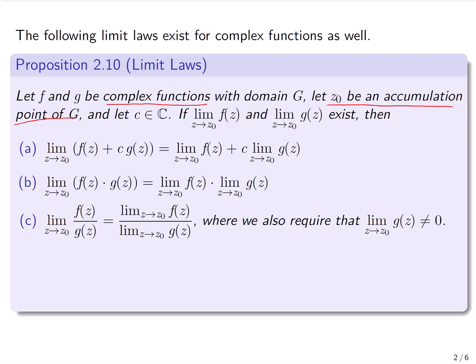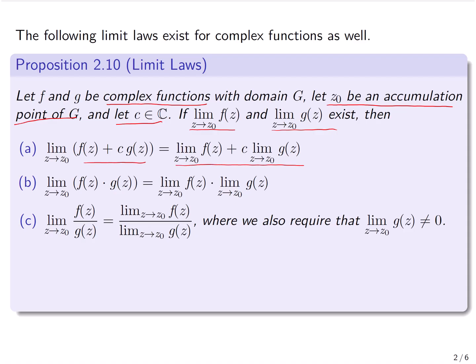We talked about that in the previous video, why this needs to be an accumulation point. And let c be a constant. Then if the limit when z goes to z naught of f(z) and the limit when z goes to z naught of g(z) exist, if those two limits exist, it's very important. These two limits should exist first. Then you can see the limit of a sum becomes the sum of limits.